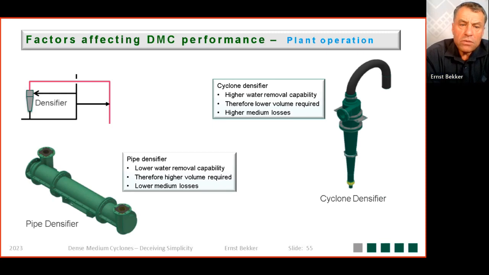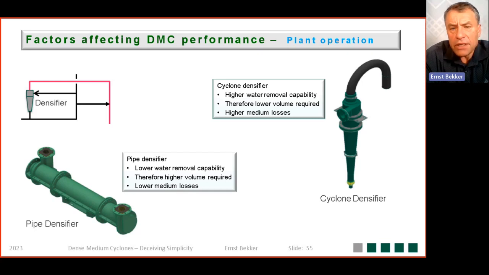There are basically two types of densifiers that we use. We've got a pipe densifier where it's got a low water removal rate, but you will also see there are lower medium losses associated with the pipe densifier. The cyclone densifier has got a higher water removal rate, but you will also have higher medium losses. So how this now happens is that the overflow where the water is now removed needs to go to the dilute medium circuit, and it will then move to the magnetic separator.